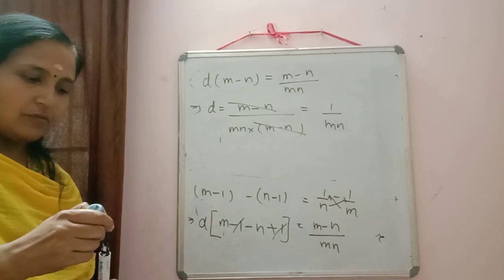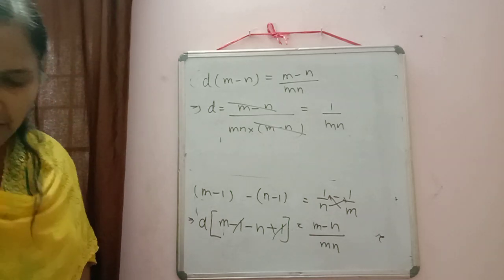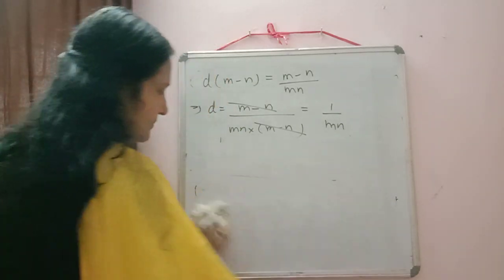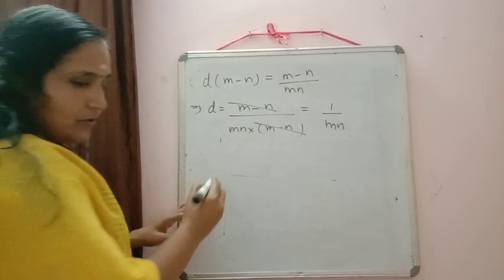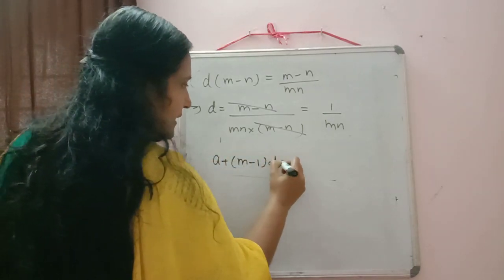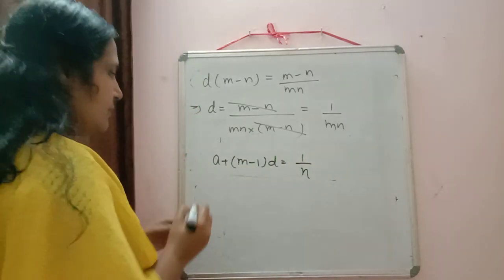Now what we have to do? We have to find out the value of a also. So substitute the value of d in any one of the equation. So suppose I am substituting in the first one which we wrote, a plus m minus 1 into d is equal to 1 by n. Now substitute the value of d.